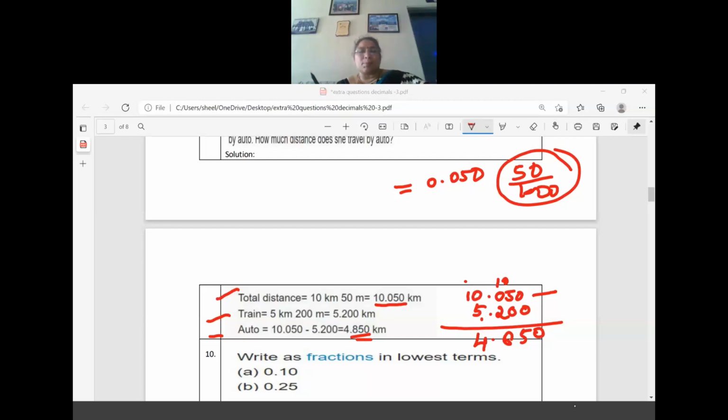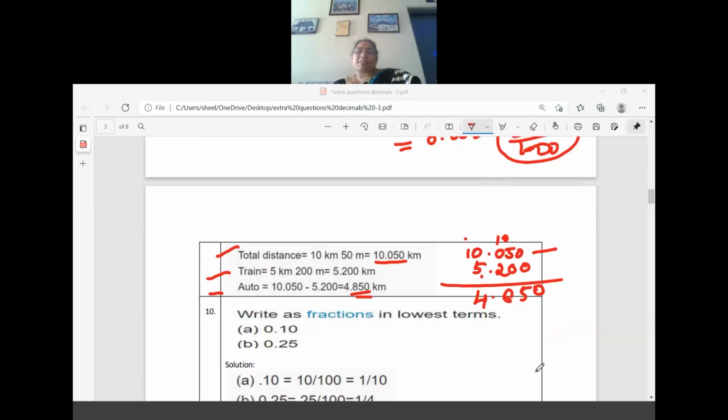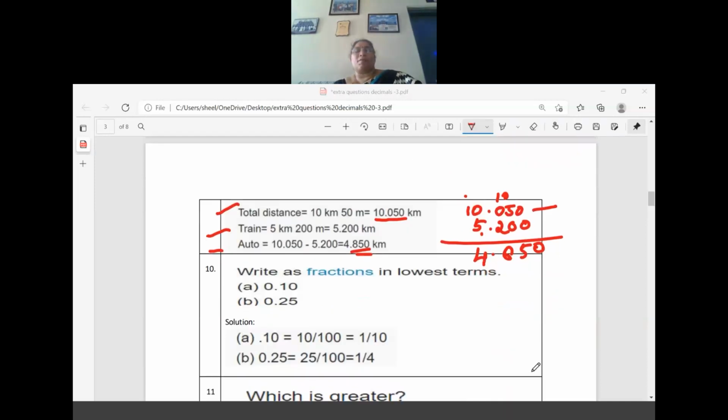Now what is the next step? We should do the normal subtraction. So we should start from the right end. Clear? Okay. Write as fractions in lowest terms. The question is given. We should express in fraction form, and moreover we should write in the lowest form. That means if any common factor is there, we should cancel.